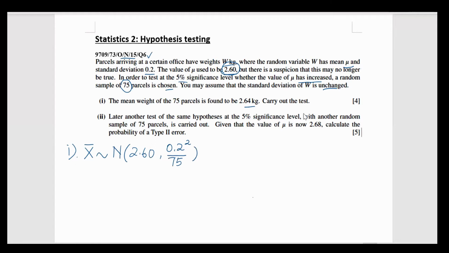Okay, then second, we have to determine H0 and H1. So we are going to test whether the mean remains as 2.60 or, according to the question, that the suspicion, the value of mu has increased. Which means H1 is mu greater than 2.60. And then the given significance level is 5%.